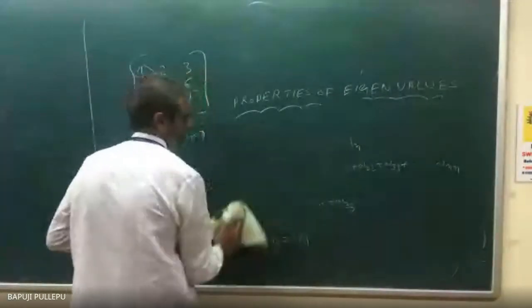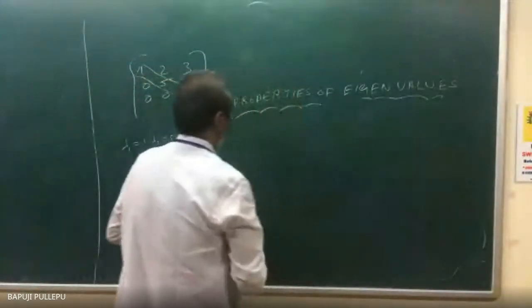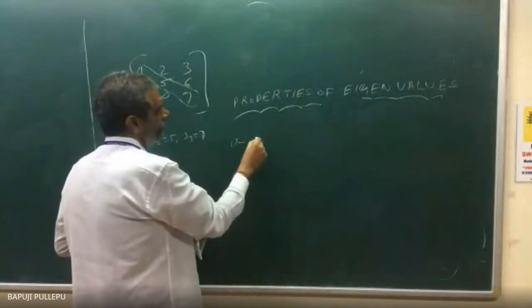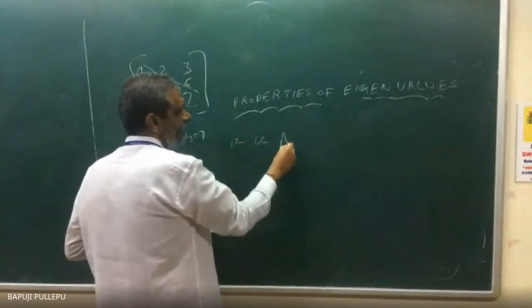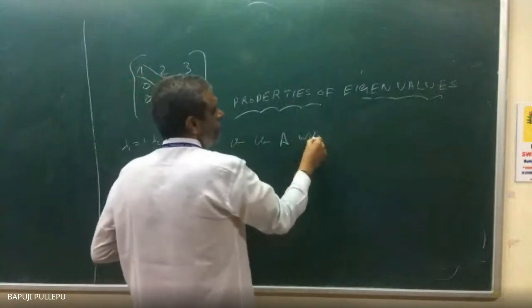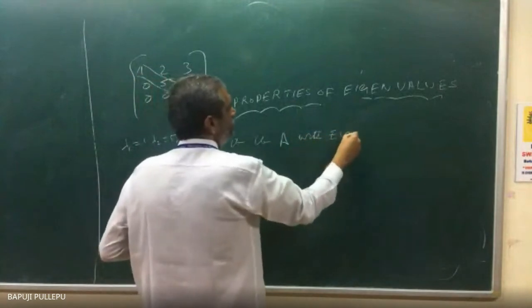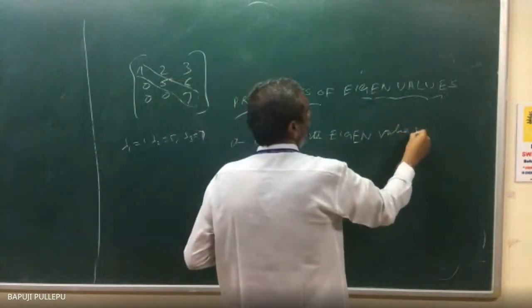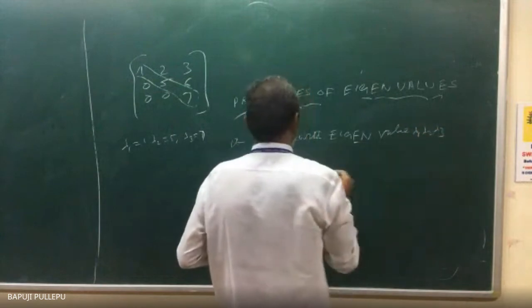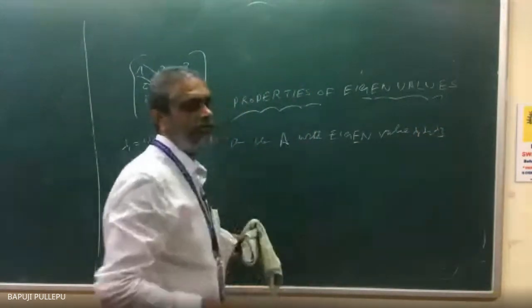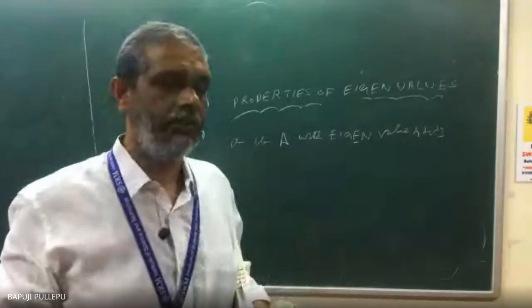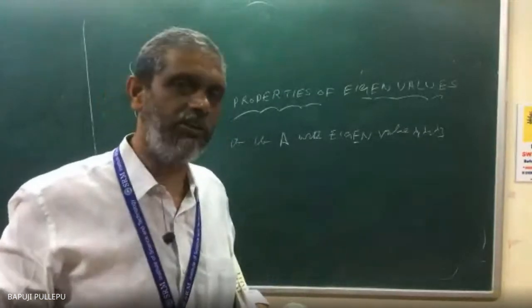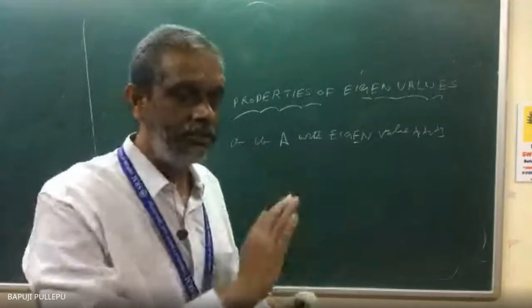Suppose A is a matrix with eigenvalues lambda 1, lambda 2, lambda 3. I am taking third order A. For nth order I will have lambda 1, lambda 2, lambda 3 and so on. Just for understanding, I took third order. Whatever the order, this should be satisfied for all orders. Correct? Sir, we can't see what you have written. It's blurred.